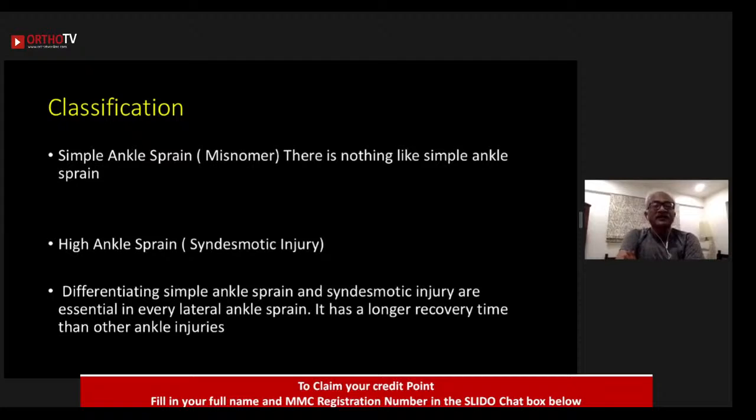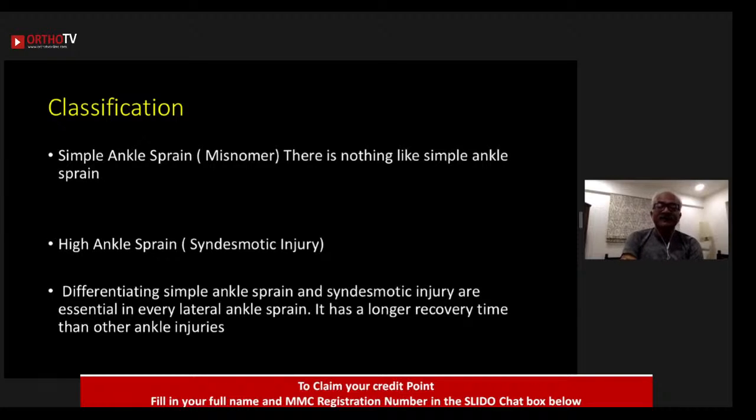Ankle sprains are usually classified as simple ankle sprain, but that is a misnomer. There's nothing like a simple ankle sprain. All ankle sprains one needs to view with due seriousness. So instead of calling it a simple ankle sprain, we should call this a lateral ankle sprain. And the second is a syndesmotic injury, which is also called a high ankle sprain.